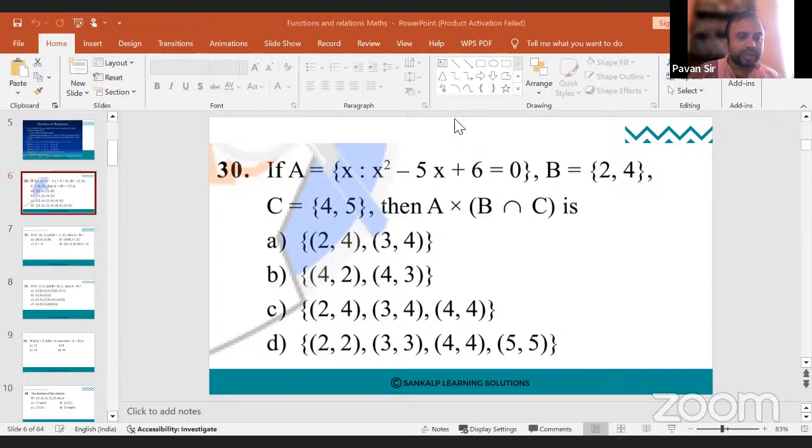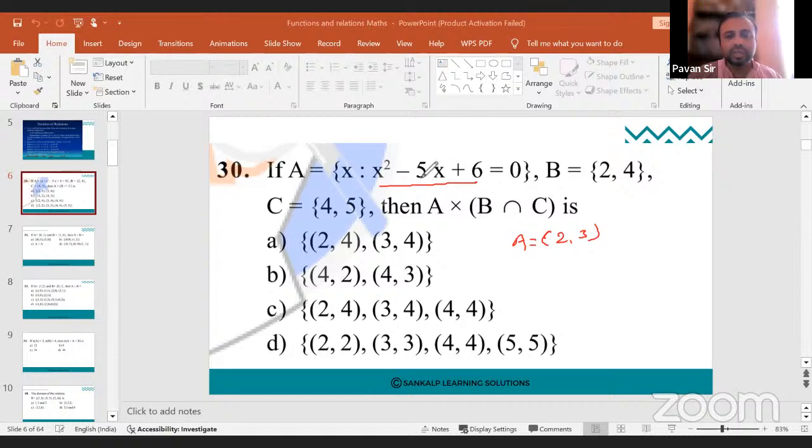So A is given that x square minus 5x plus 6. Try to solve this, and you will get two different numbers for x, that is, two roots of the given equation. When you solve this equation, you will get the answer: A is equal to {2, 3}.